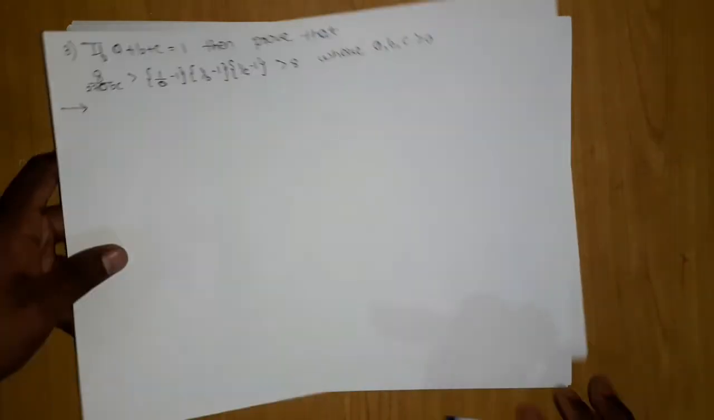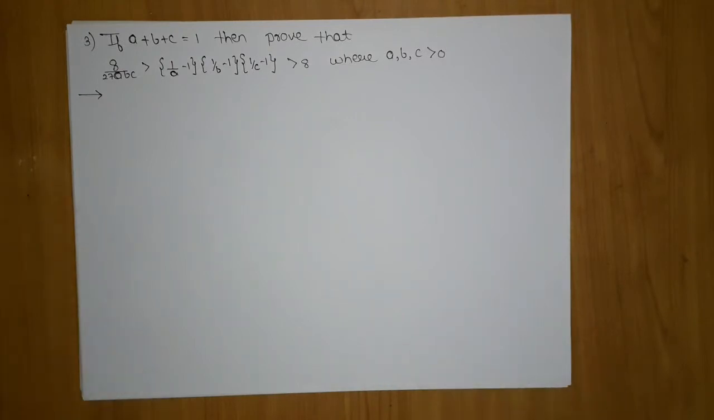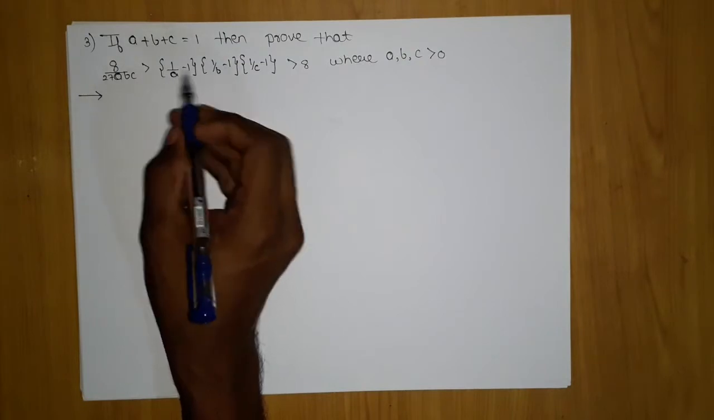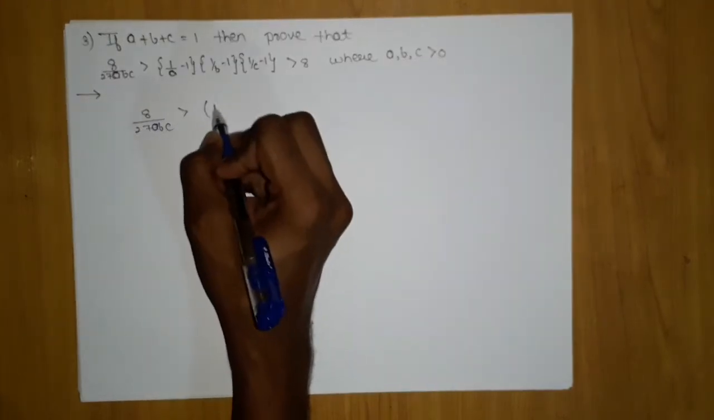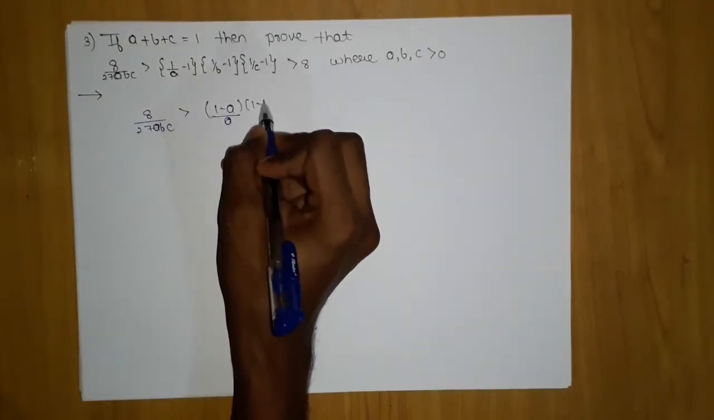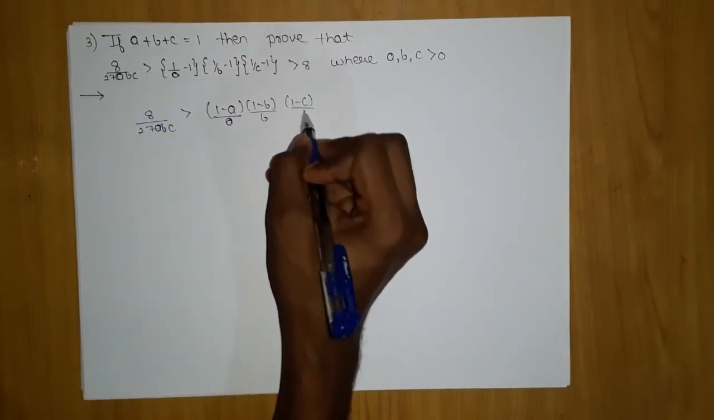Okay, the next question is, let me get the page. Okay, this is the next question, which is the third question. If a plus b plus c is equal to 1, then prove that 8 by 27 abc is greater than 1 by a minus 1 into 1 by b minus 1 into 1 by c minus 1. Whenever 1 by c like terms come, and they are in subtraction, try to just multiply them. Because if you multiply them, a upon 27 abc, what I have is 1 minus a upon a, 1 minus b upon b, 1 minus c upon c, which gives me greater than.